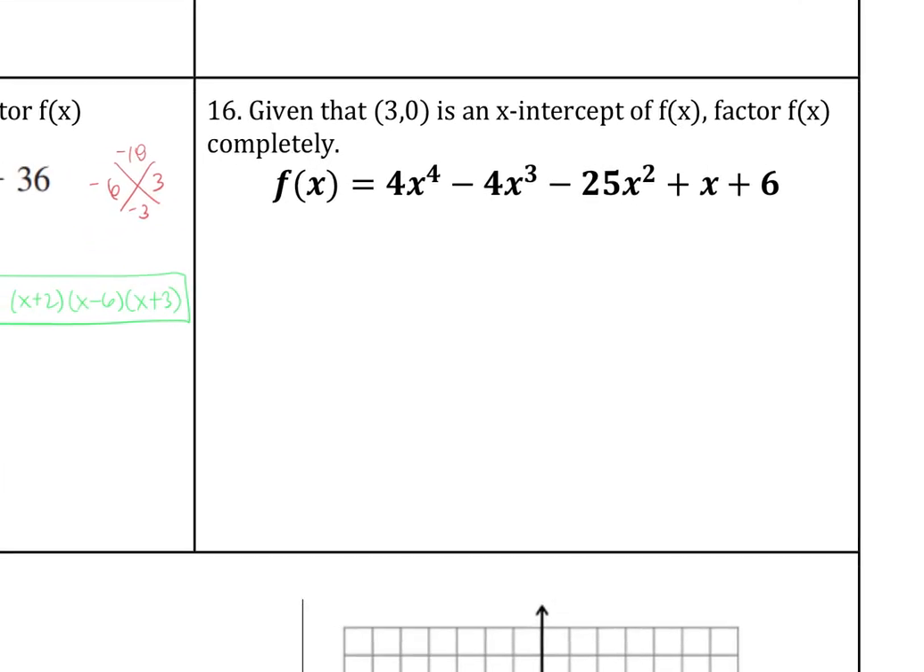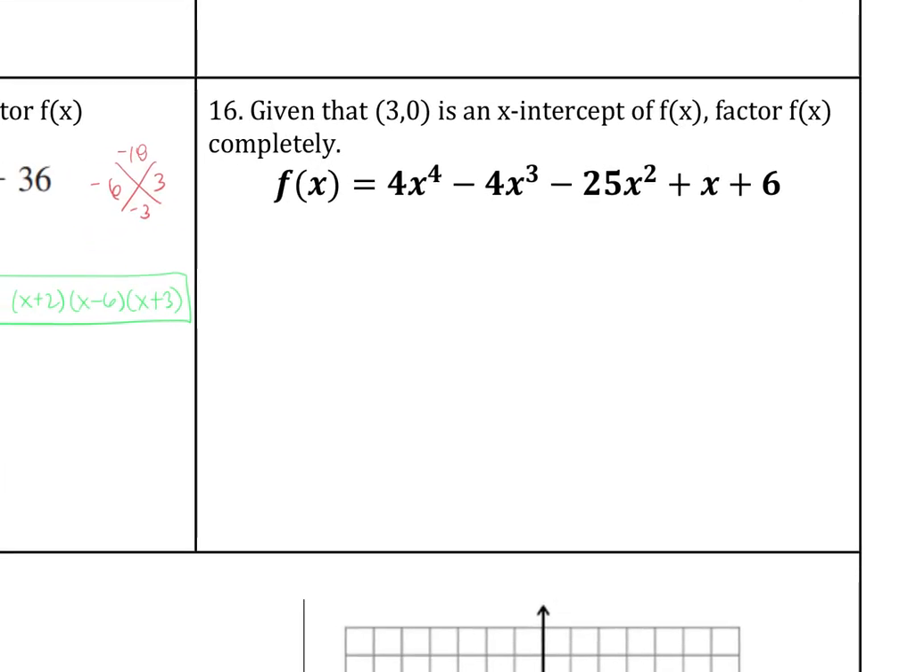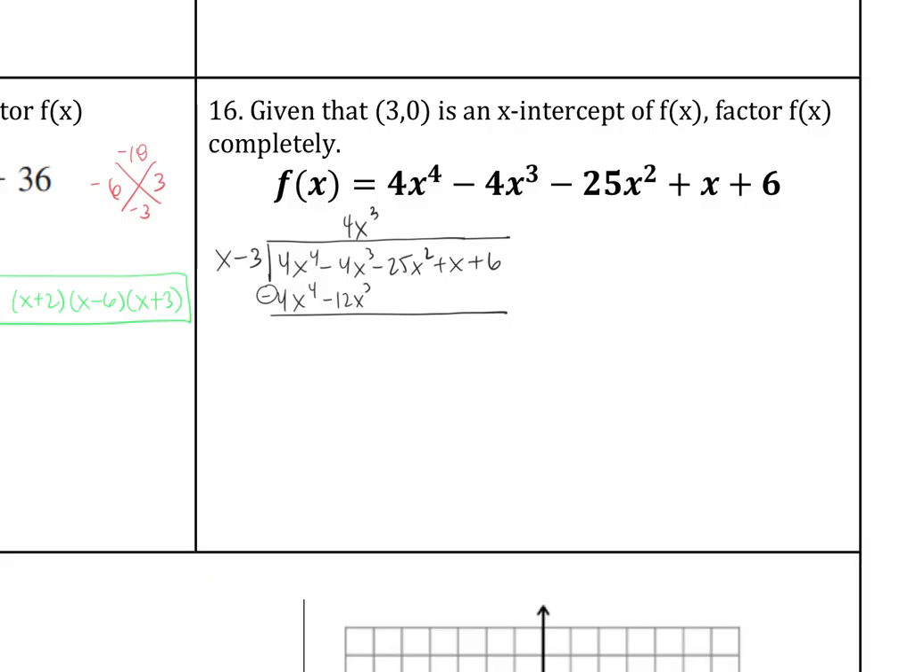It says given 3, 0 is an x-intercept, factor f of x completely. So we're going to divide by x minus 3. 4x to the 4th minus 4x to the 3rd minus 25x squared plus x plus 6. It's a little bit longer, but that's okay. We're going to multiply to make the terms match by 4x cubed. And we'll get 4x to the 4th minus 12x cubed and subtract. -4 minus -12 is a positive 8x cubed.